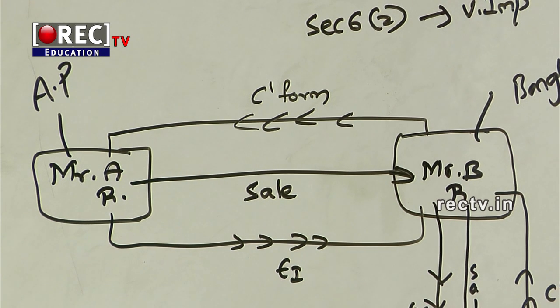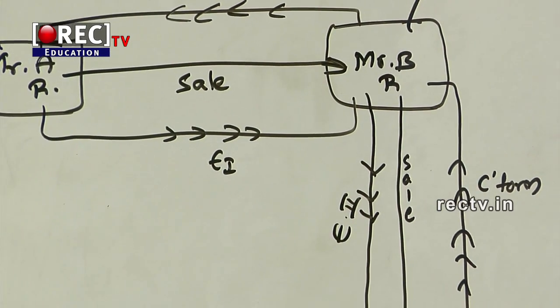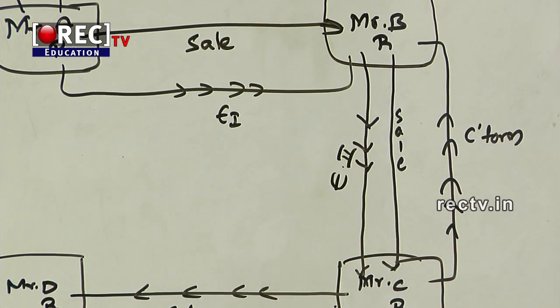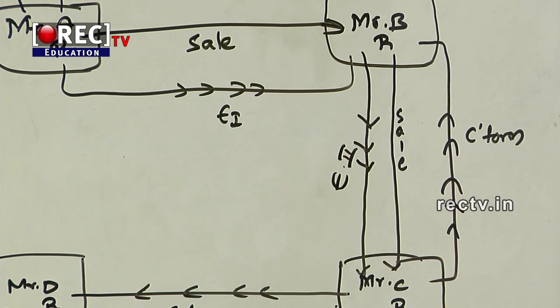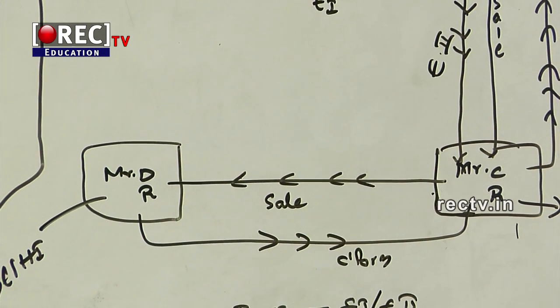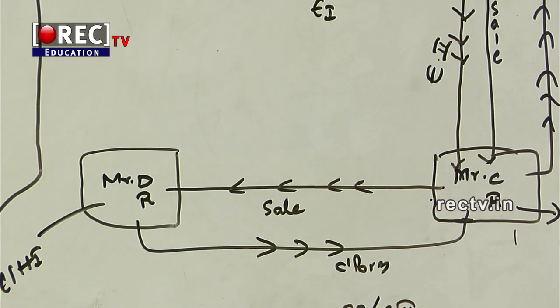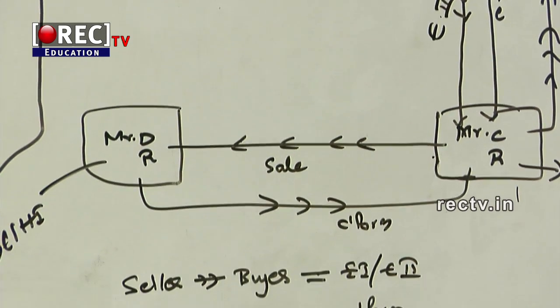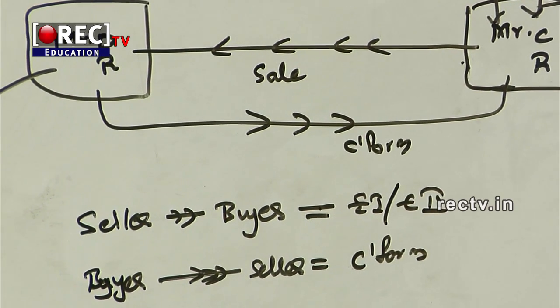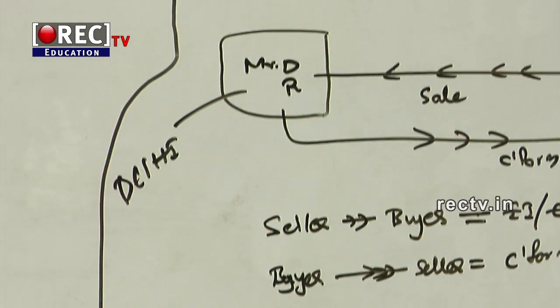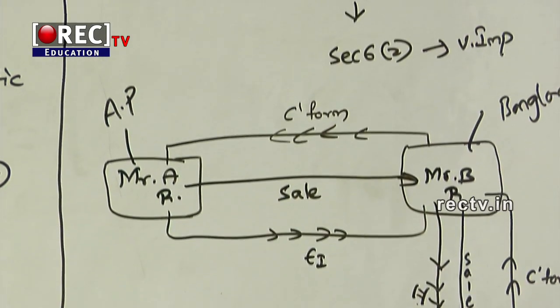Now in this example, Mr. A sold goods to Mr. B, and Mr. B gave a C form to Mr. A, and Mr. B also obtained the E1 form, and later Mr. B sold goods to Mr. C. Now in this case also, Mr. B sold goods to Mr. C, and C gave a C form to Mr. B, and Mr. B gave Mr. C the E2 form, and later Mr. C sold goods to Mr. D, who is a registered dealer, and Mr. D gave a C form to Mr. C, that is Mr. C obtained the C form. So we can clearly see that the seller gives the buyer E1 or E2 forms, and the buyer gives the seller C forms. So in such a case, there would not be a CST levy.